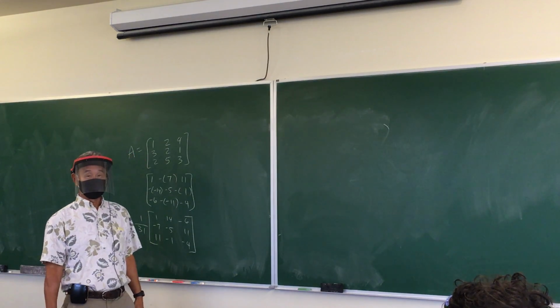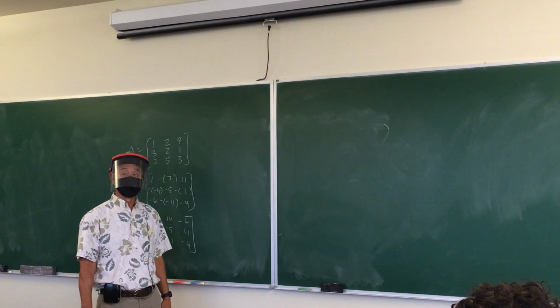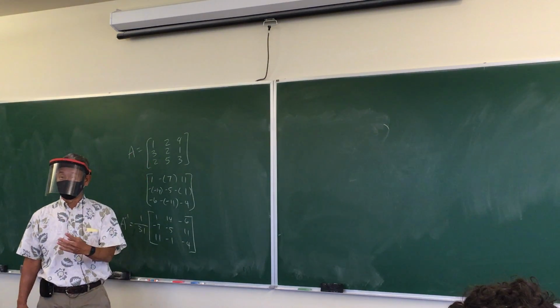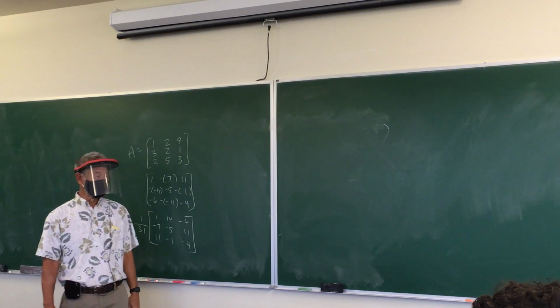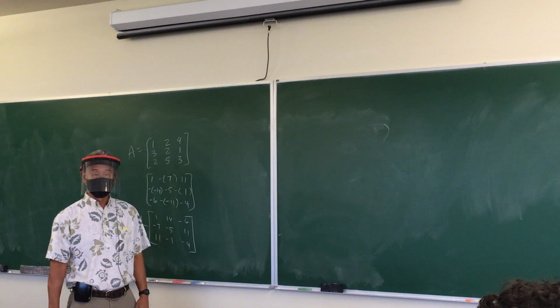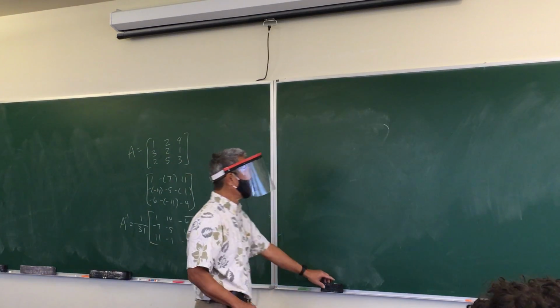Okay, the next problem that's going to be on there is you have to compute the determinant of a 4 by 4. I was thinking of making you do Cramer's rule, but you know what? I'm just going to make you compute a 4 by 4 determinant. I think that's good enough.